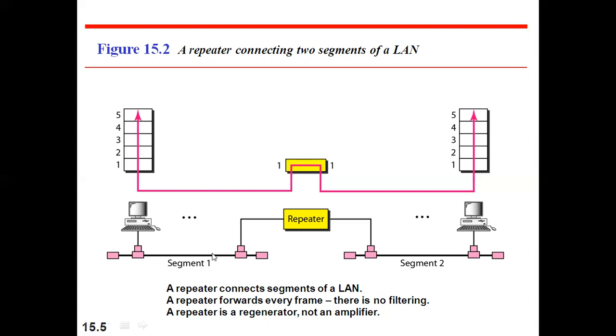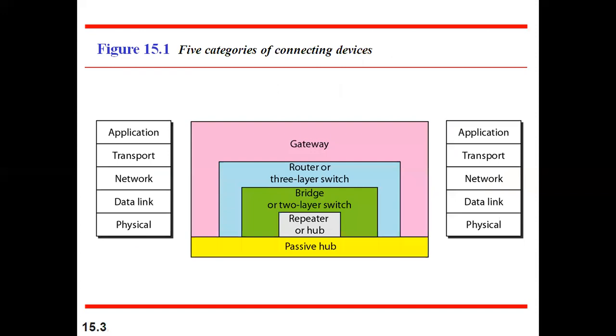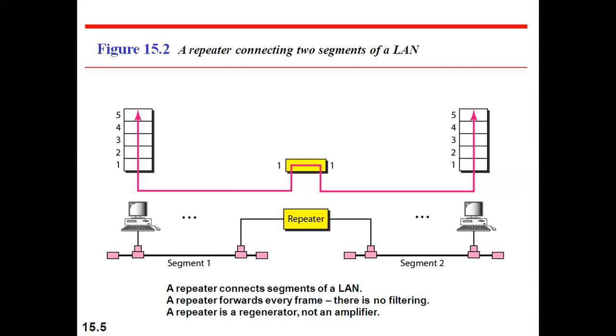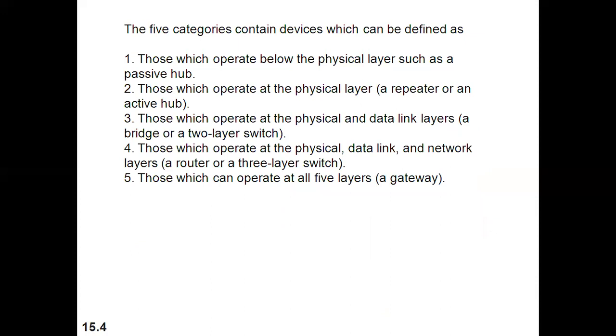Now this repeater works in the physical layer. It is just a device which regenerates the signal, so it works in the signal part. A repeater is nothing but a 2-port device which takes the input signal and regenerates it back. So it is just a 2-port. This is also called an active hub, whereas the physical layer just connector is called a passive hub. A repeater which is used in the physical layer is called an active hub.